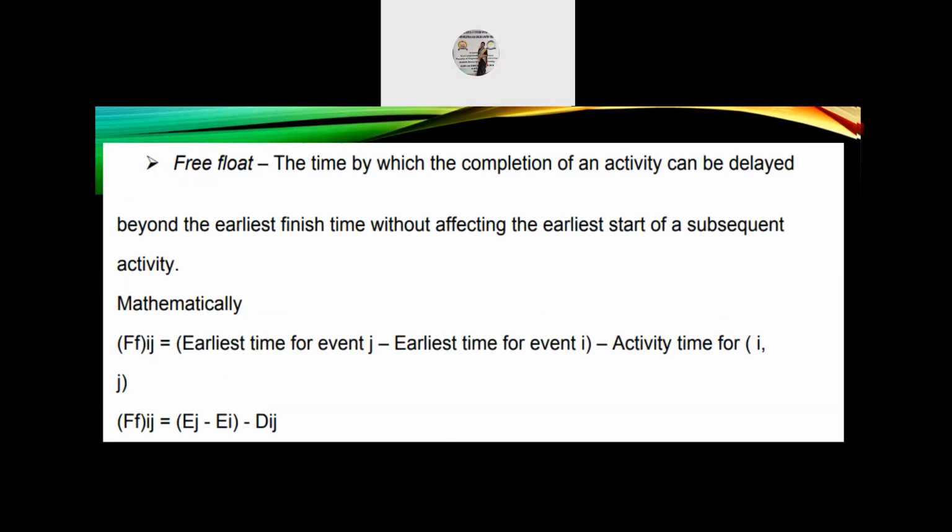Next, free float: the time by which the completion of an activity can be delayed beyond the earliest finish time without affecting the earliest start of a subsequent activity is the free float. Mathematically, FF, free float of activity i-j, is equal to earliest time for event j minus earliest time for event i, minus the activity time for both events i and j.